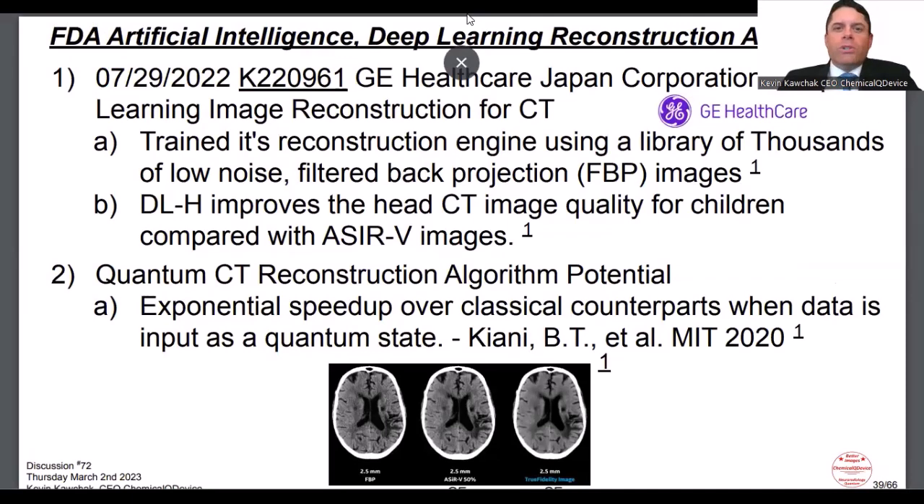Now, one of them I chose here is this GE Healthcare deep learning image reconstruction, and this was July of 2022. Now, the last report was October 2022, so I think this is actually one of the most recent, if not the most recent, of approvals. And they said they did a great job in training with thousands of low noise, filtered back projection images. Now, the FBP is this image on the left, and that's going to be the clear of the two. So the other two, the middle and the right one, are both GE algorithms.